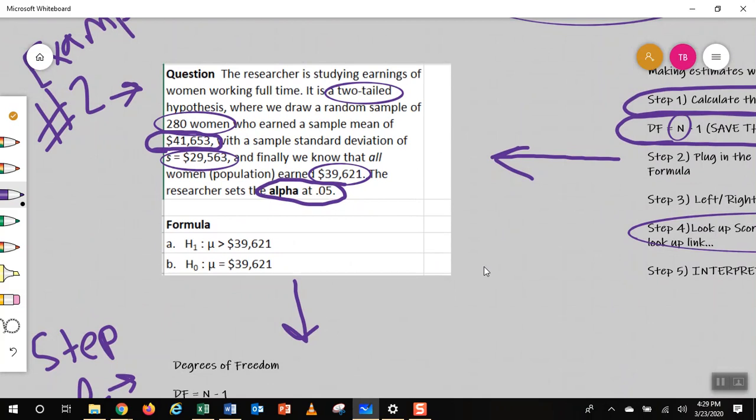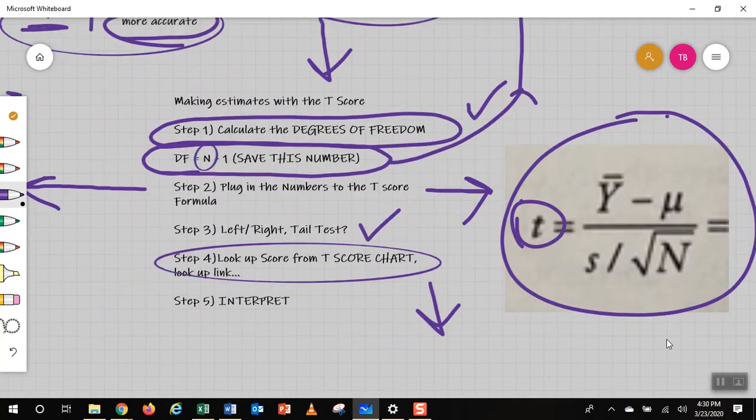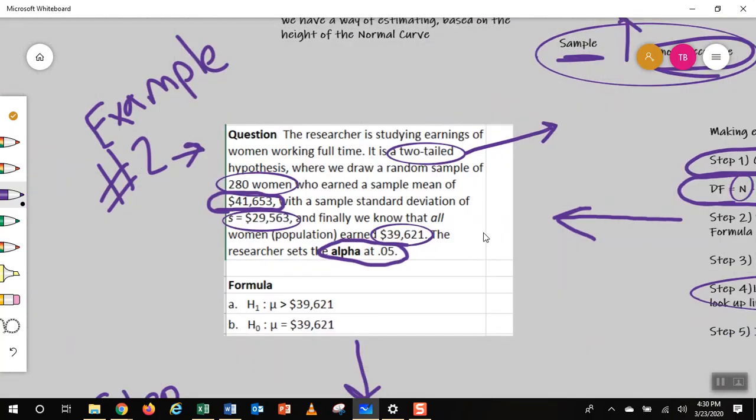So here's our formula then. This is example 2. I have the relevant things highlighted, which we'll take a look at later, and I'll also reproduce this question later on in the sample. So the researcher is studying earnings of women working full-time. This is a two-tailed test. A two-tailed test is simply the same idea as a left or a right, only it means it could be both. So rather than left or right, it's both.